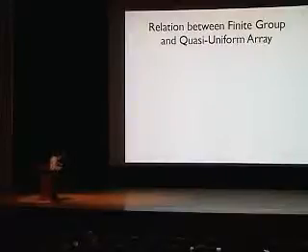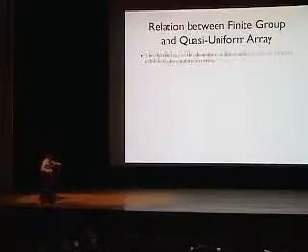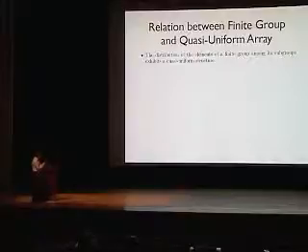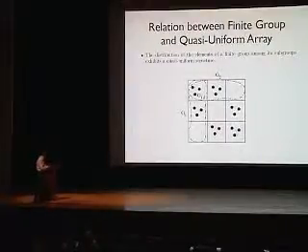Okay, now before I leave the group theory, I would like to illustrate to you the relation between finite group and quasi-uniform array. And that will shed some light on why this one-to-one correspondence happens, although the group theory and entropy functions appear to be two totally different things. Now, the main thing is that the distribution of the elements of a finite group among its subgroups exhibits a quasi-uniform structure, which is illustrated by this picture here.